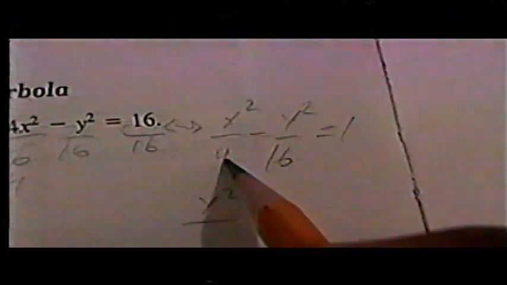But to be in perfect standard form, we have to have squares for our denominators. So this would really be x squared over, what squared would give us 4? If you said 2, you're right. Okay, minus y squared over, what squared would give us 16? If you said 4, you're right. Equals 1. So this would be exactly in standard form.